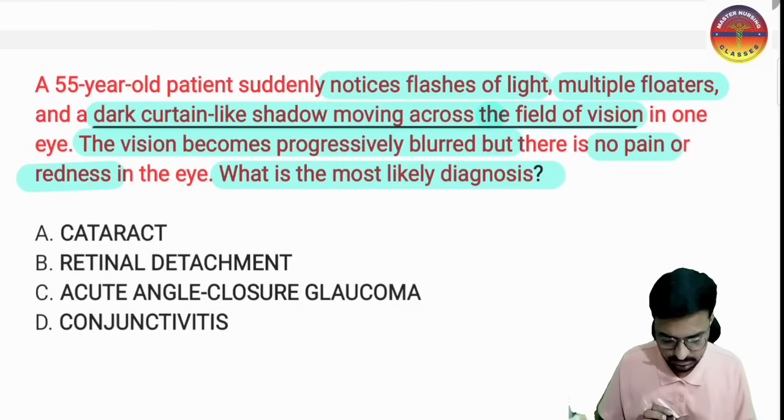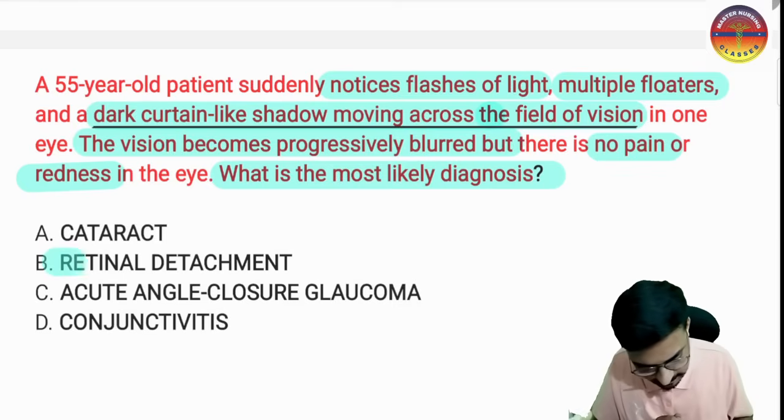The options are cataract, retinal detachment, acute angle closure glaucoma, and conjunctivitis. So what is the correct answer? Already discussed, this one is classically seen in retinal detachment.